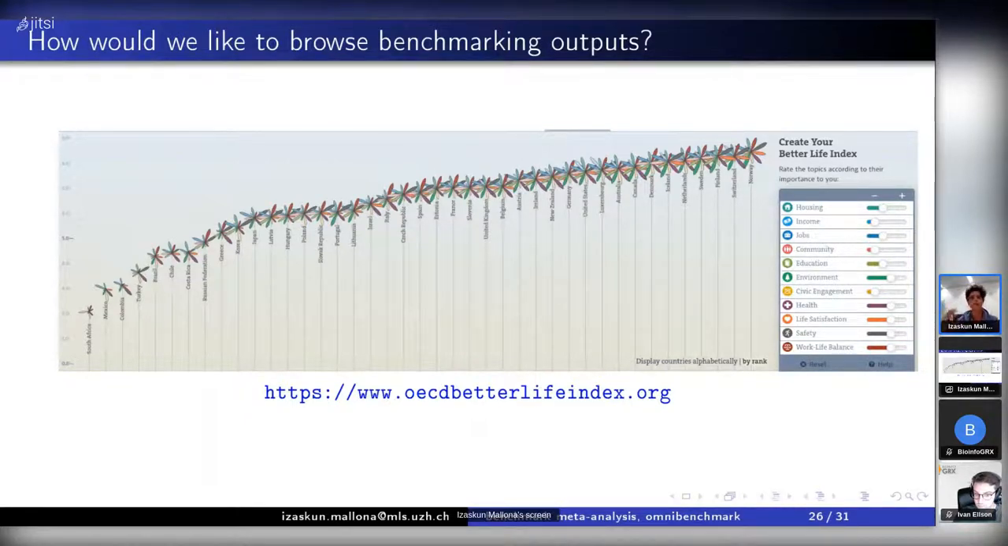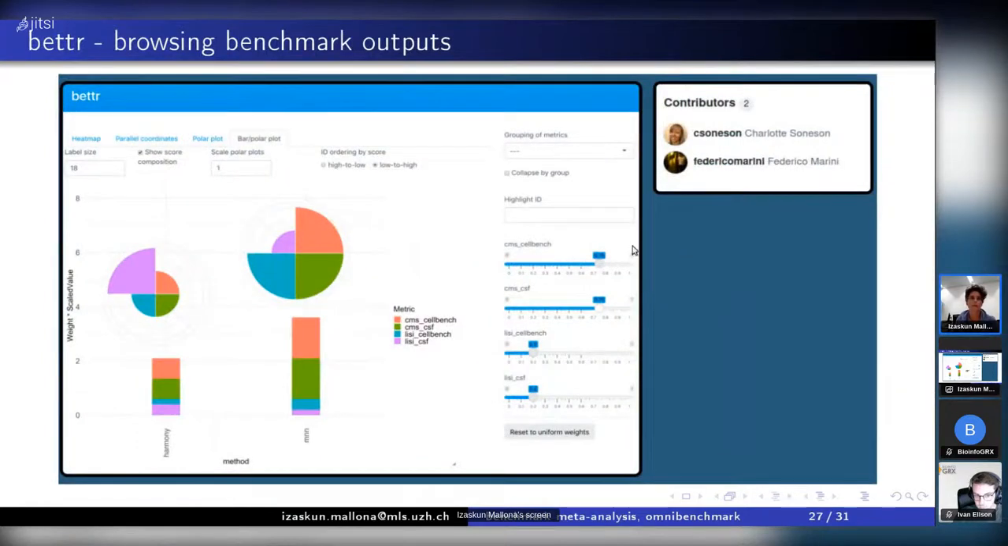to have a dashboard where you have your metrics there, could be CPU usage, could be whatever the biological metric score. Then people decide how to weight and how to rank their methods. And how does it look like? Well, a bit like that.